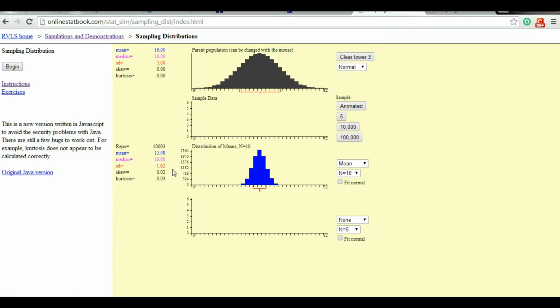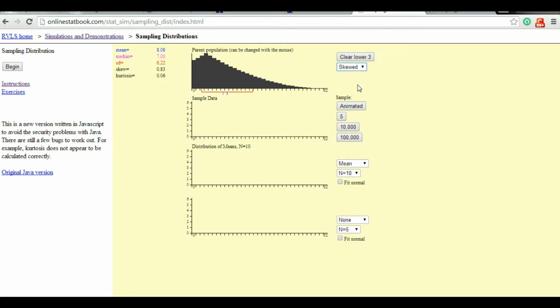Okay, so here, let's see if we fit a normal model. That fits pretty good. Okay, so nothing surprising there, right? Okay, so let's change the population distribution, this guy up here. We're going to go to a skewed distribution.